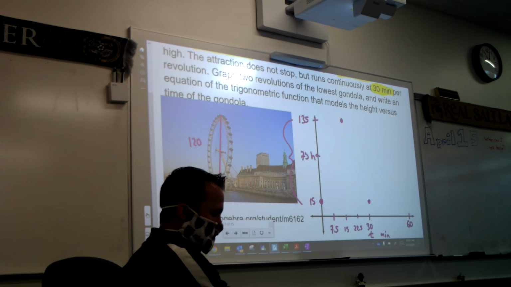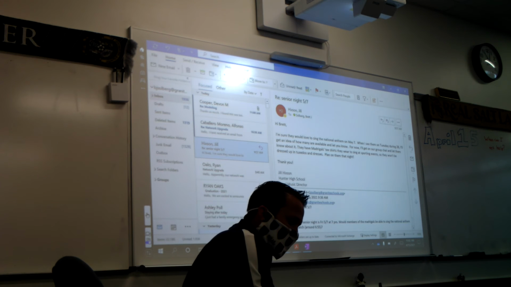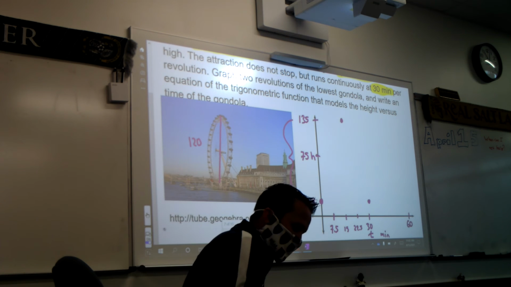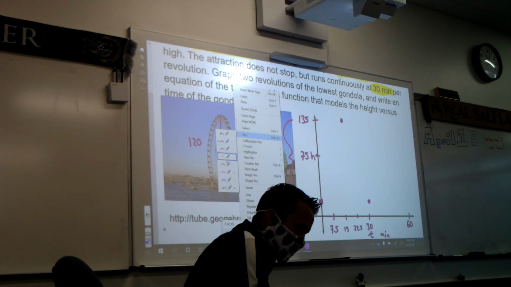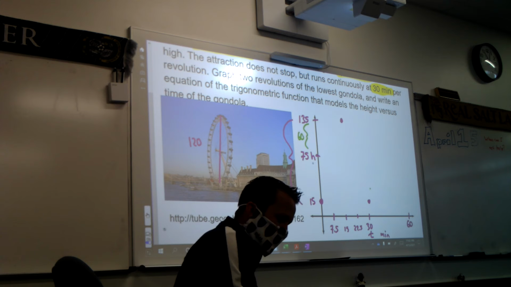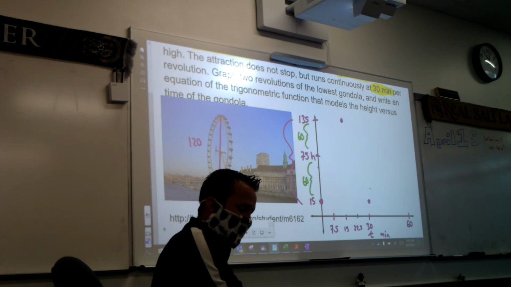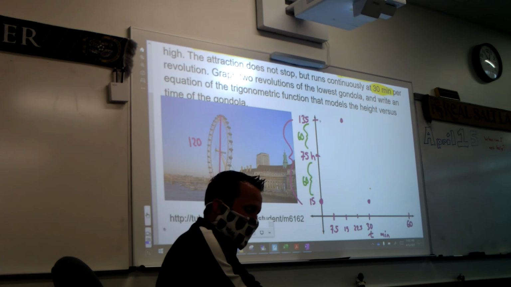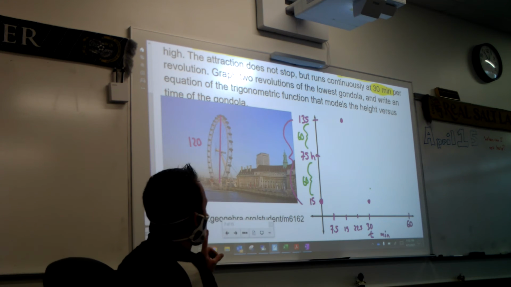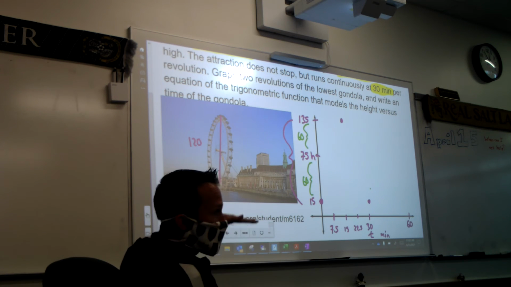Now, Mindy's bringing up a good point here, where she said the radius of this is 60. Because if the diameter is 120, half of that is 60, right? Well, that means from our lowest point, we should go up 60 to get to our midline. Is 15 plus 60, 75? Yes. Then we should go another 60 to get to the max. What does that mean 60 is going to be in our equation? That's the distance from our midline to the max and min. What do we call that, guys?